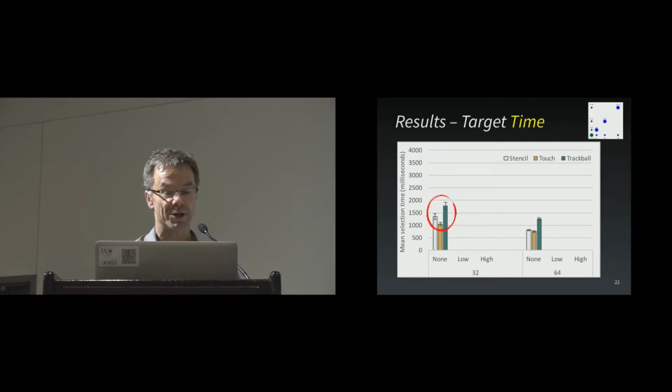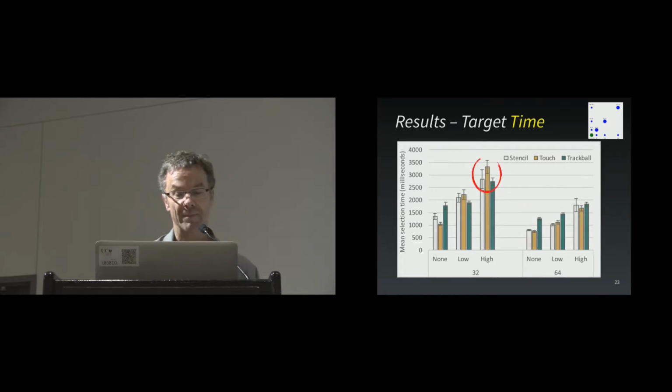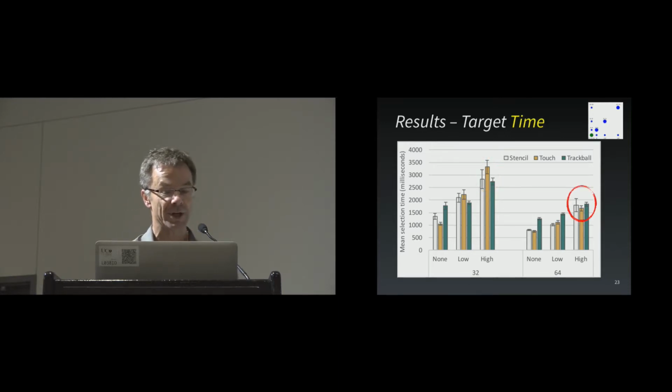When there was no vibration over here, for tiny targets, touch was fastest, trackball slowest, and the stencil was somewhere in between. For the slightly larger targets that are still fairly small at arm's reach, the stencil performs similarly to regular touch. The trackball was slowest for both sizes. However, at high vibrations with tiny targets, we see trends in the opposite direction, with the trackball becoming faster, touch slowest, and the stencil close to the trackball. For larger targets at high vibration, mean selection times were similar with all techniques.